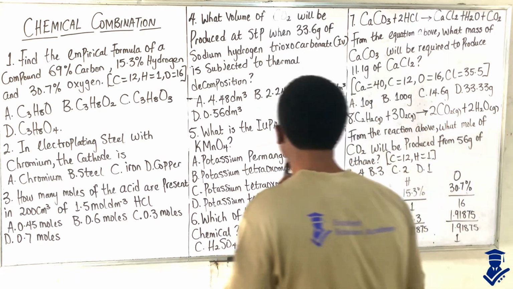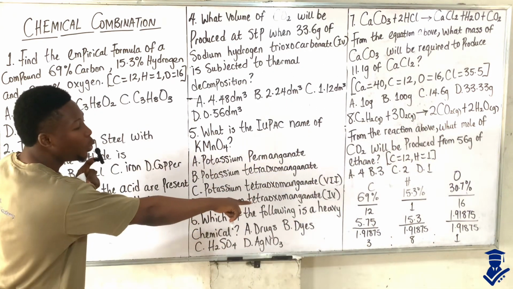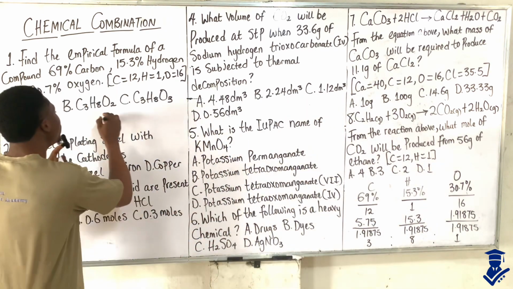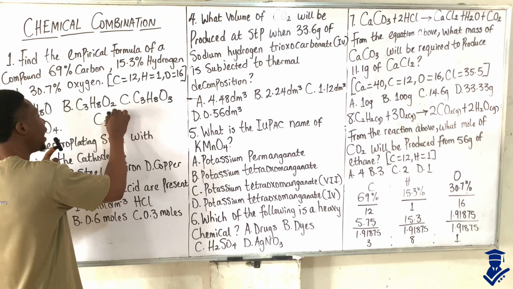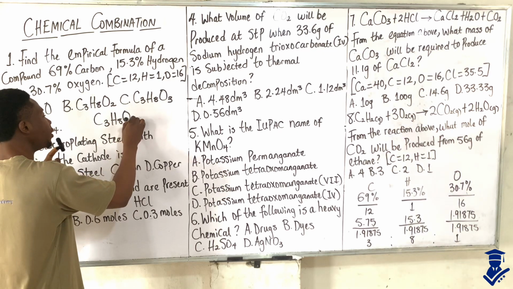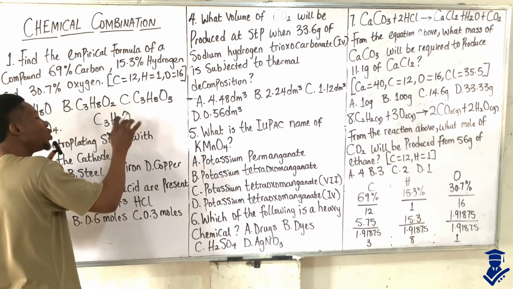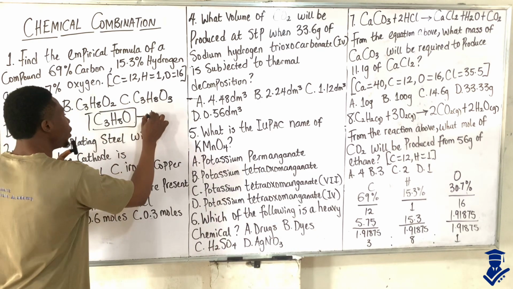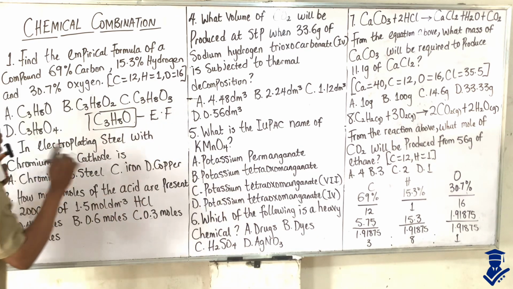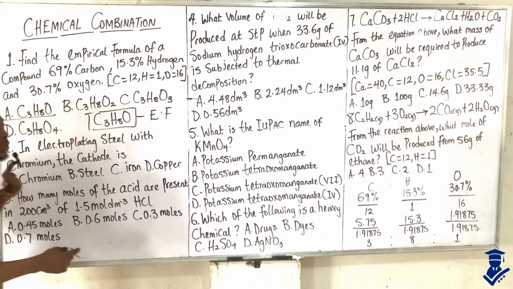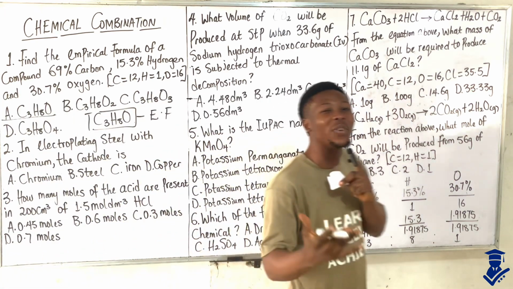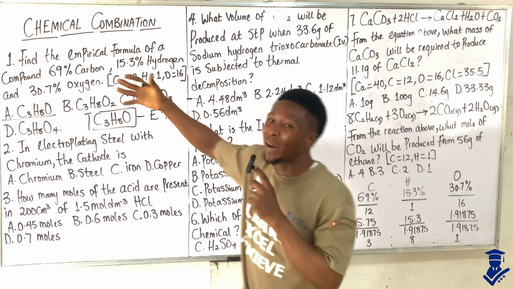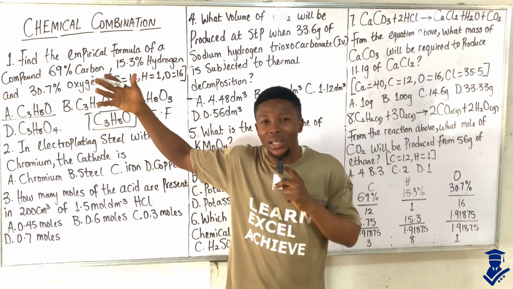So what's going to be the empirical formula? We have the ratio 3, 8, 1, so the empirical formula is simply C3H8O1. Of course, the 1 is invisible. This is our empirical formula, which is option A, so option A is correct. This is how to find the empirical formula of a compound given its percentage by mass, or actually its mass.